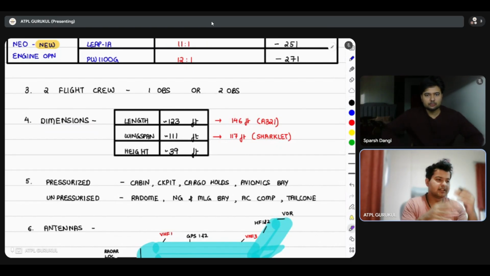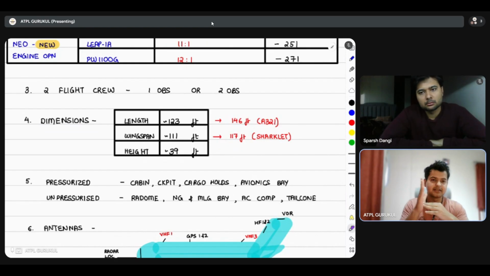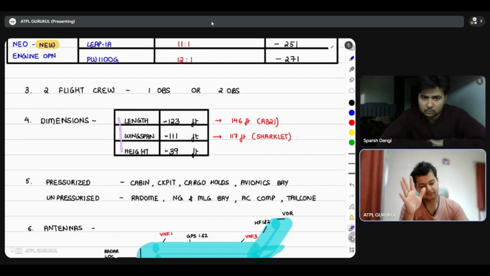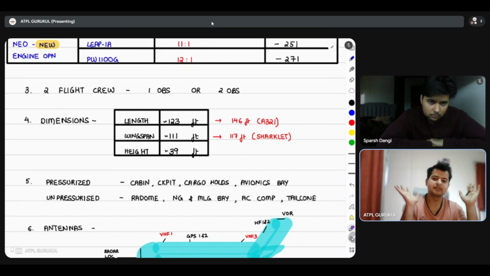See, again, when you read the FCOM, you'll have a number of MSNs, and you must have opened it and seen that there are a lot of diagrams given, and a lot of numbers in them. See, primarily what is important for you is length, width, height. Remember these three numbers.